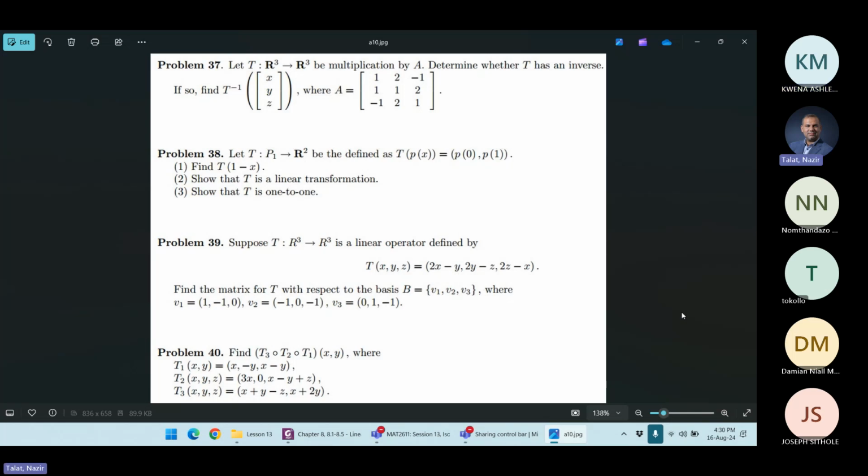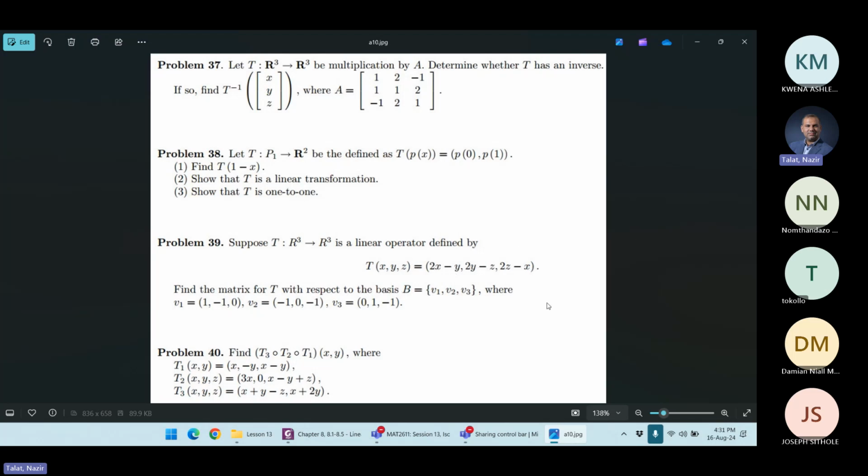Yes. In problem number 39, V1, V2, V3 are available, which are the basis for a mapping T, and T is also available. Now, if you put T in V1, suppose you put 1, minus 1 and 0, you will definitely get some answer. Am I right? Suppose I put T of (1, 0, 0), I will get the answer (2, 2, 2). Now I hope you understand. If I put (1, 0, 0), it will give (2, 2, 2).